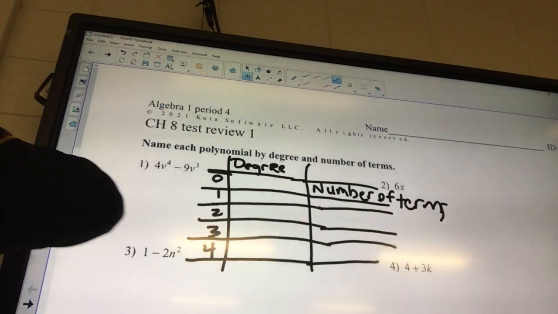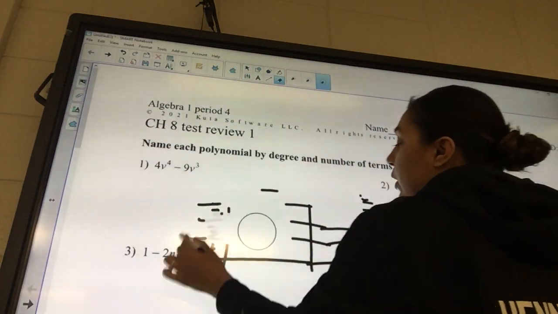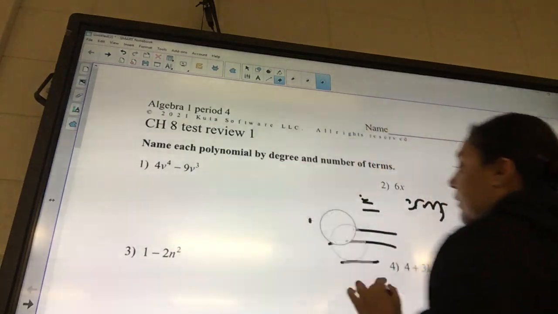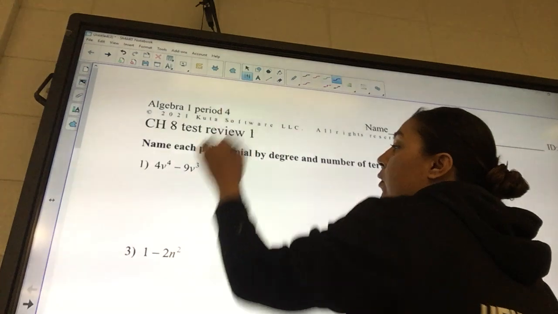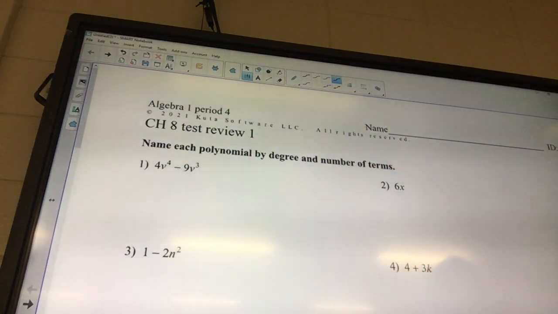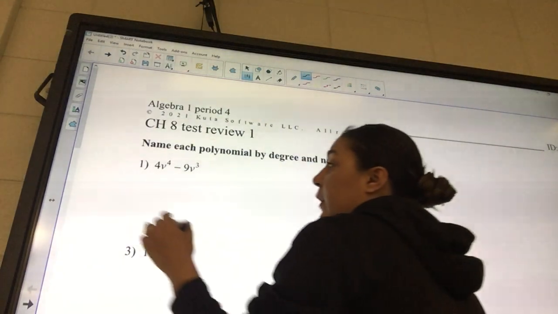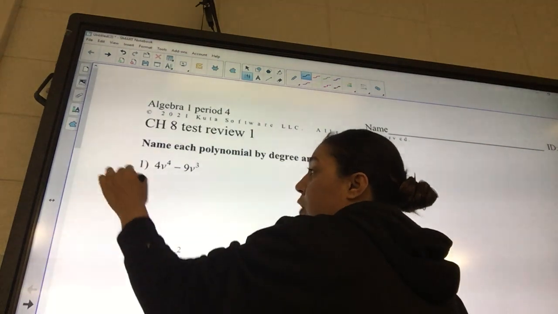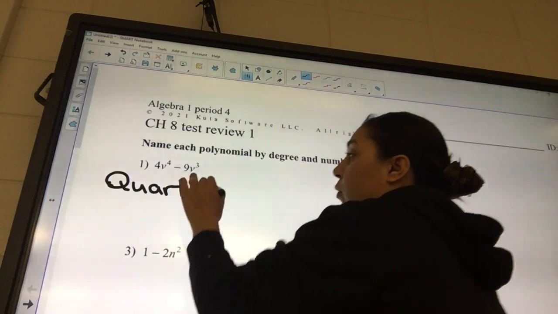Okay, so your very first one. Number one, what is the highest exponent up there? 4. Okay, we're looking at the little letters. Those are called the exponents. So 4 is the highest. So what's it going to be called? Quartic. It's going to be called a quartic.